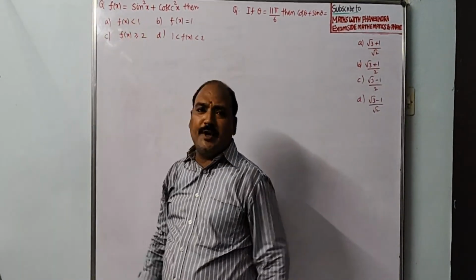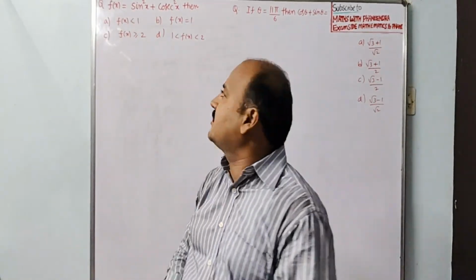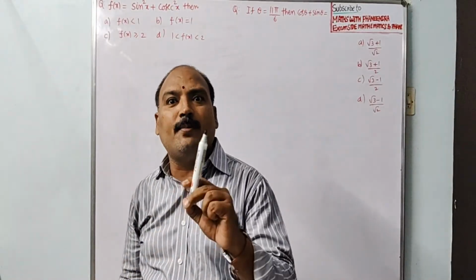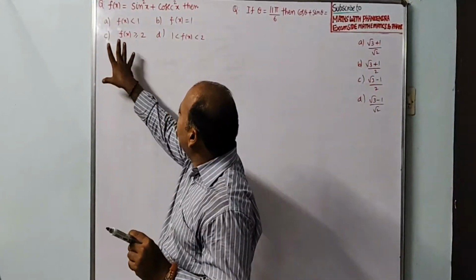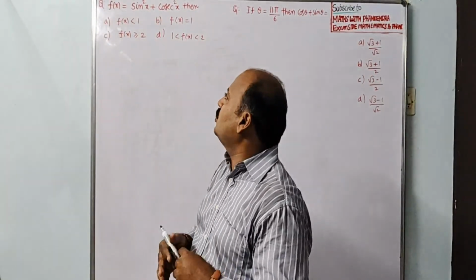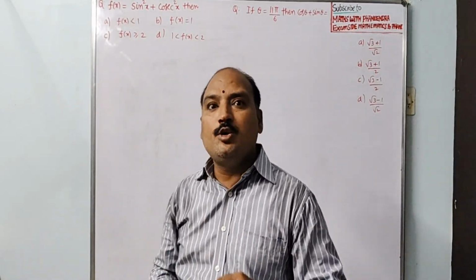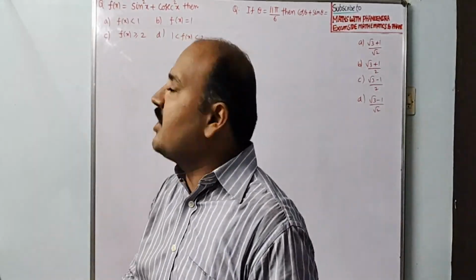Here the question is f of x equal to sine square x plus cosecant square x. We observe that sine and cosecant both are reciprocal to each other. Here they are asking us to find, from the options, whether it is a minimum value or a maximum value. To calculate a minimum or maximum value, there are different types of methods.